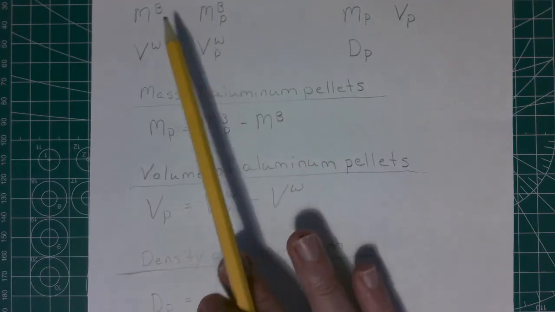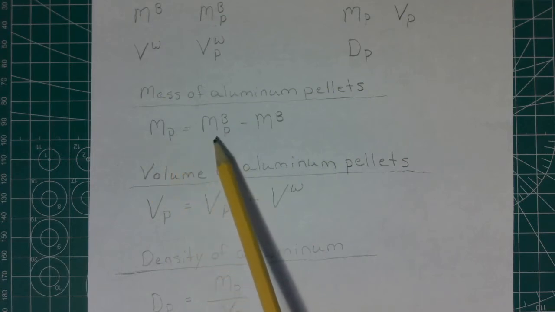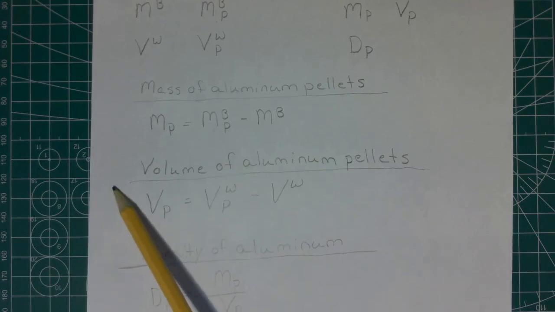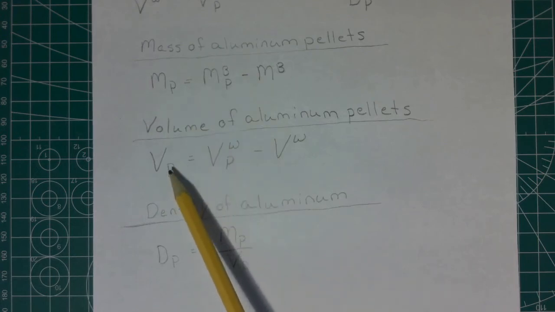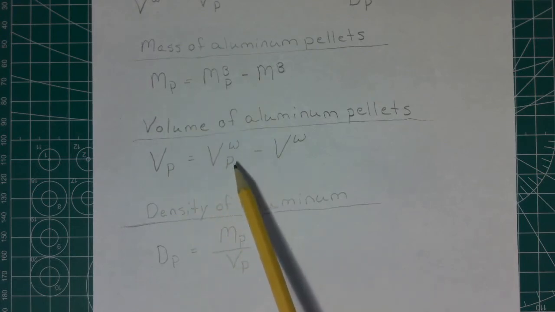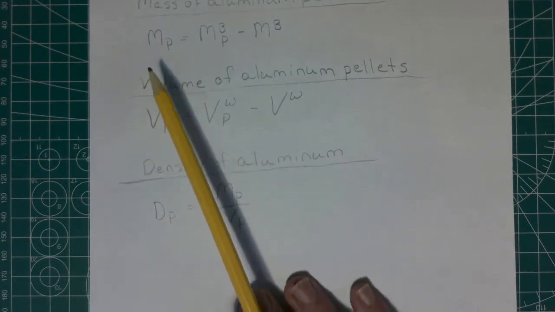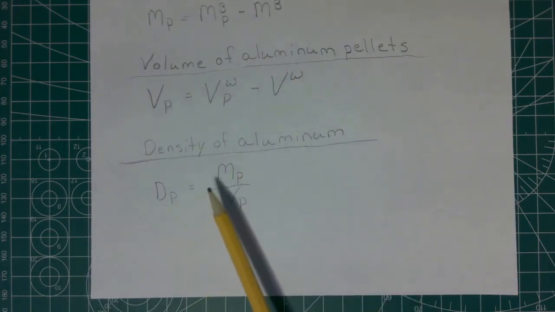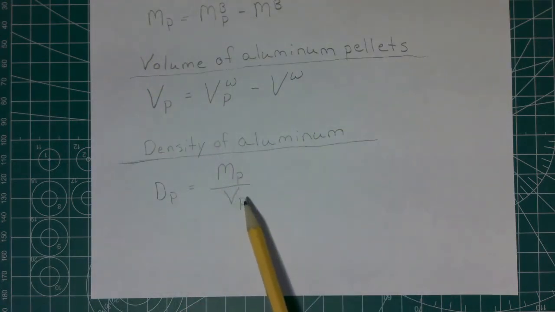So the mass is pretty simple. This is our massing by difference that we saw last week. So the mass of the pellets is going to be the mass of the beaker and the pellets minus the mass of the beaker. The volume of the pellets is calculated very similarly. The volume of the pellets is going to equal the volume of the water and the pellets minus the volume of the water. Finally, we can calculate density. We'll remember that density is mass divided by volume. So we'll take the mass of the pellets that we've calculated here, and we'll divide that by the volume of the pellets that we calculated here.